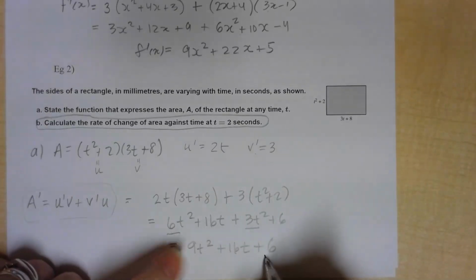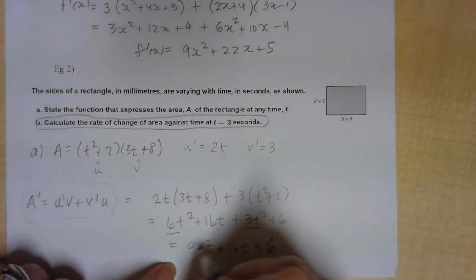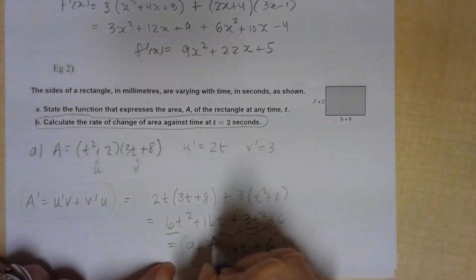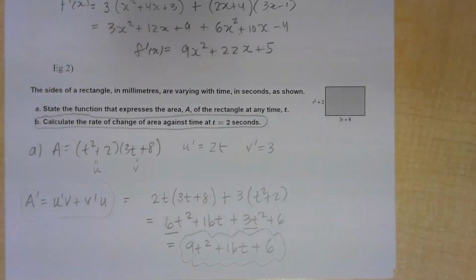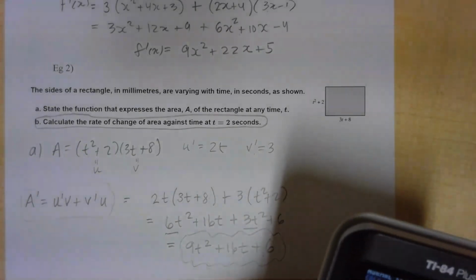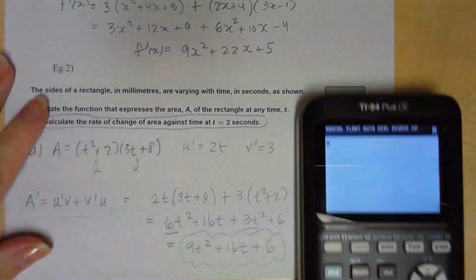Now it says calculate the rate of change against time when t is 2 seconds. Well, this is the rate of change of area, so I need to plug 2 into there, okay, to figure out what the rate of change is at 2. But I'm going to show you something on your calculator that's really clever. I don't remember if we did it yesterday or not, and I hope you can see that.